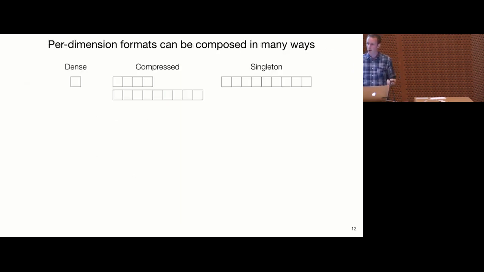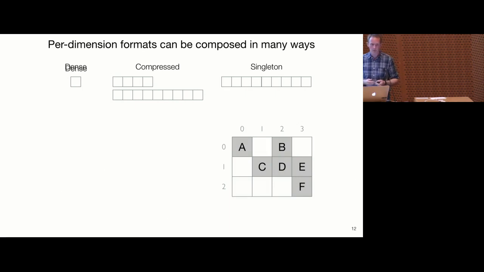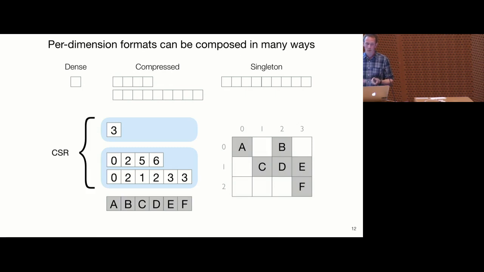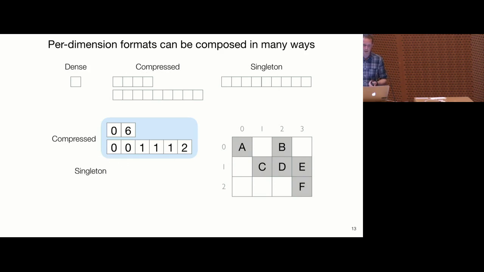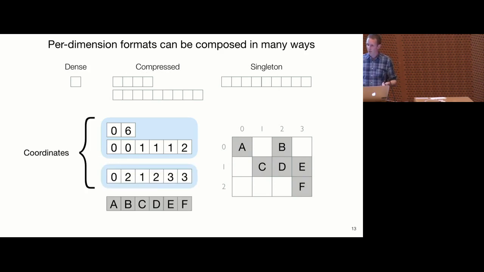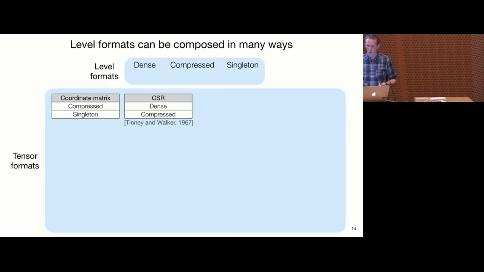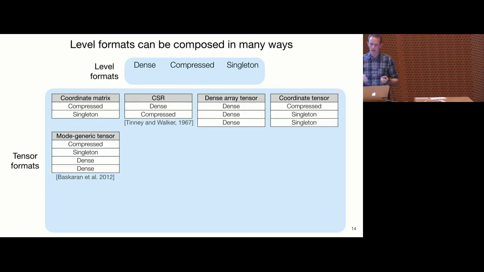So we have 3 types, and we can compose them in different ways to create tensors of different dimensions. So if I, for instance, have this matrix again, and I make the first dimension dense, and then the second dimension compressed, I recreated the compressed sparse row format. If I make the first dimension compressed, and then the second dimension singleton, then I recreated the coordinate format. And we can mix and match these dimensions in many different ways to create many different formats. So here's the coordinate matrix and the CSR matrix. I can use those same types to create the higher dimensional dense tensors, coordinate tensors, and so forth.